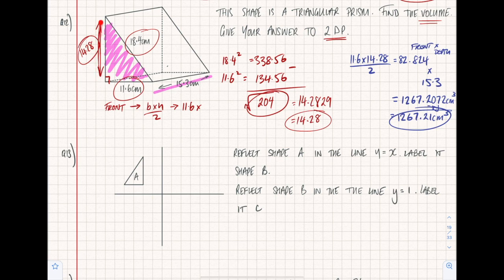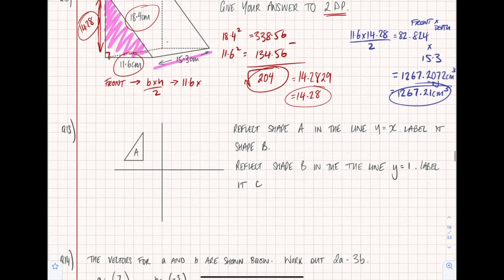Okay, so really important there that you understand, if you're missing that perpendicular height, do not use the slanted height there for the area of the triangle at the front. Okay, next one, moving on to a bit of reflection.